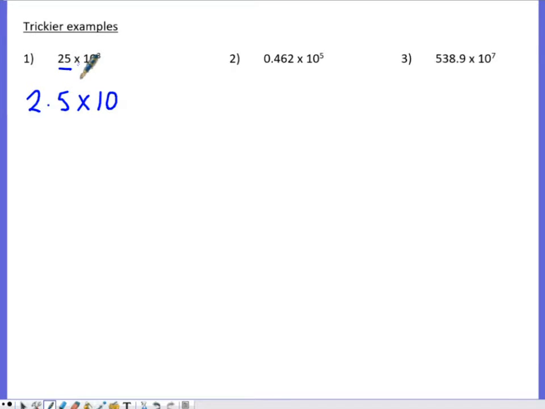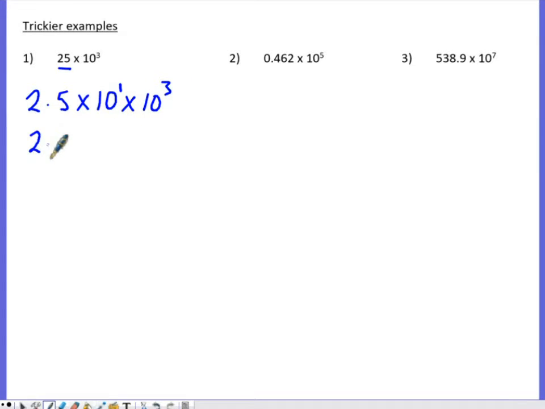The rest of the question has times 10 cubed. So let's do that here as well. Times 10 cubed. And what we can do is use our indices rules and group this together. 10 is the same as 10 to the 1. So 10 to the 1 times 10 cubed is 10 to the 4. Now that's written in standard form.